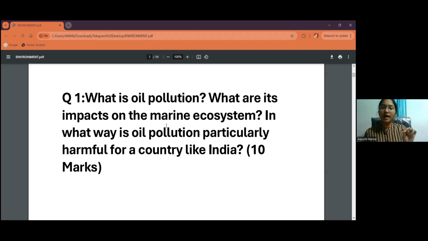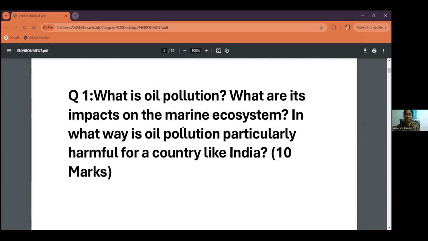Now, for example, I start with fisheries. I cannot just simply write oil pollution will lead to killing of fishes. Everyone knows that. That is not an argument. You have to write how oil pollution leads to killing of fisheries. Are you getting the difference between the two things?